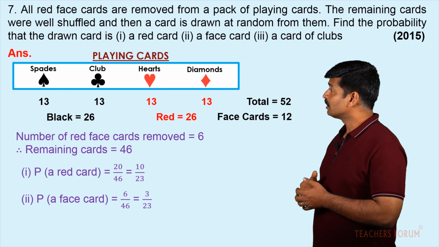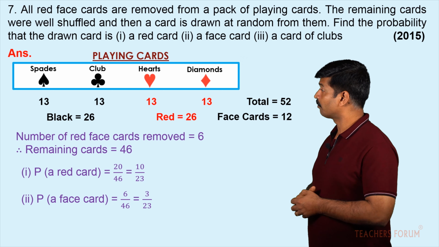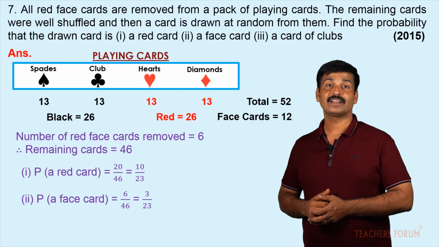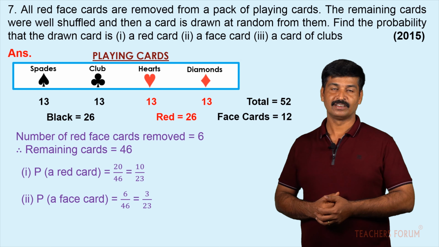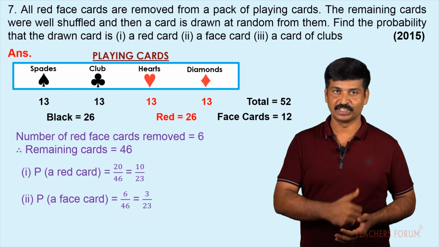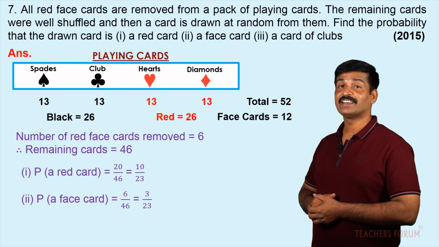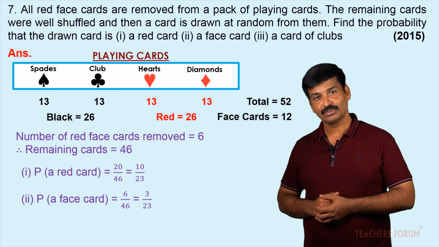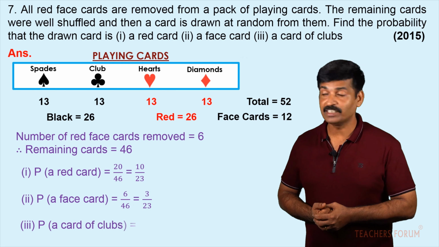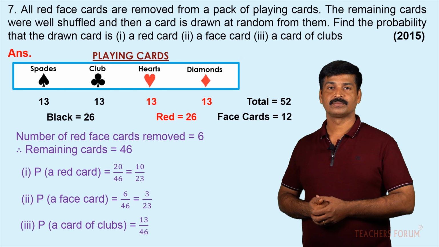Now the last one, the probability of getting a card of clubs. You know, there are 13 clubs cards. Spade also 13. Diamond 13. Hearts 13. Now what is the probability of getting a card of clubs? There are 13 cards. So what's the probability? That is 13 divided by 46.